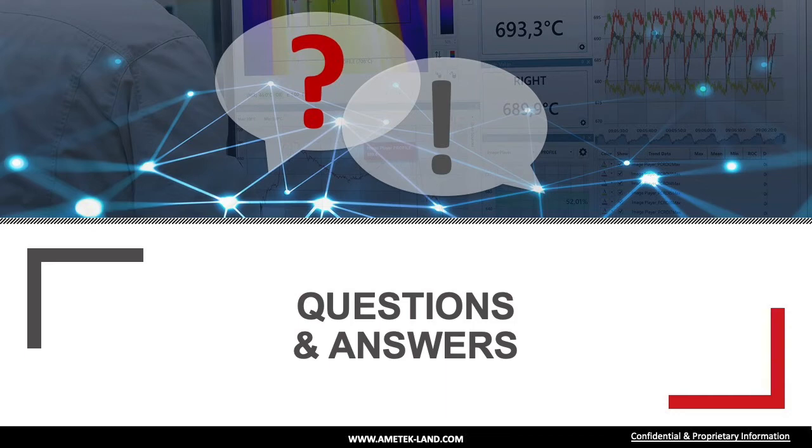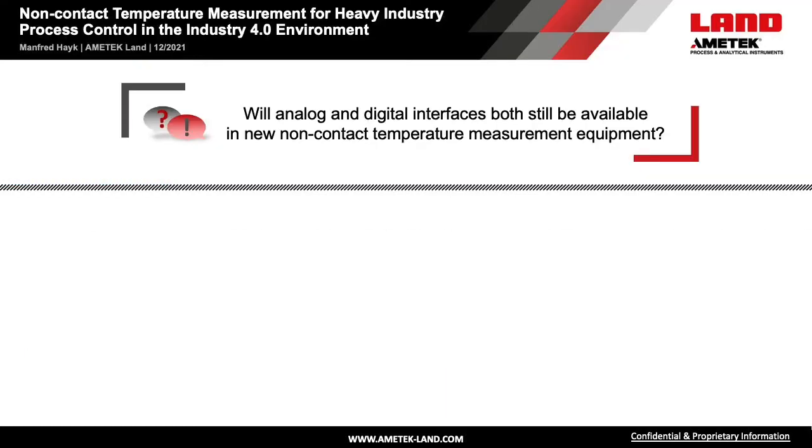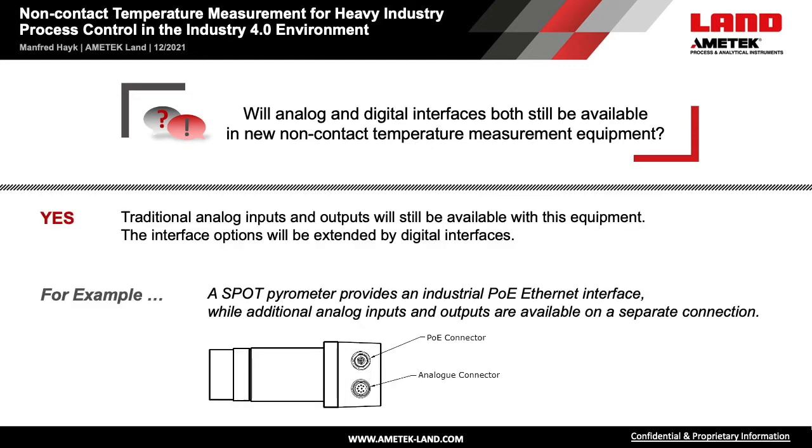The first question: will analog and digital interfaces both still be available in new non-contact temperature measurement equipment? Yes, of course. Traditional analog inputs and outputs will still be available with this equipment. The interface options will be extended by digital interfaces. For example, the spot parameter provides an industrial Power over Ethernet interface, while additional analog inputs and outputs are available on a separate connection.